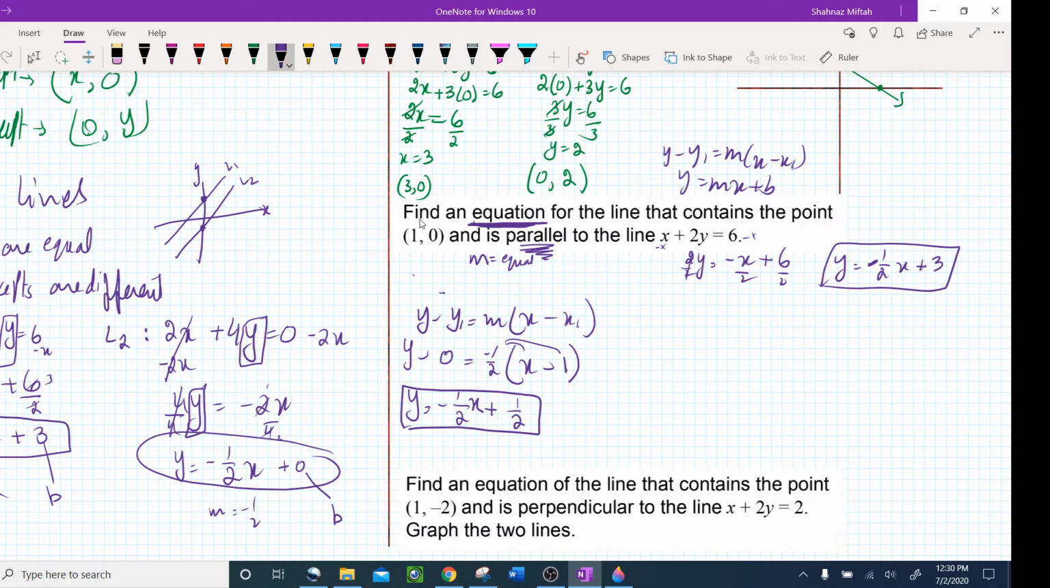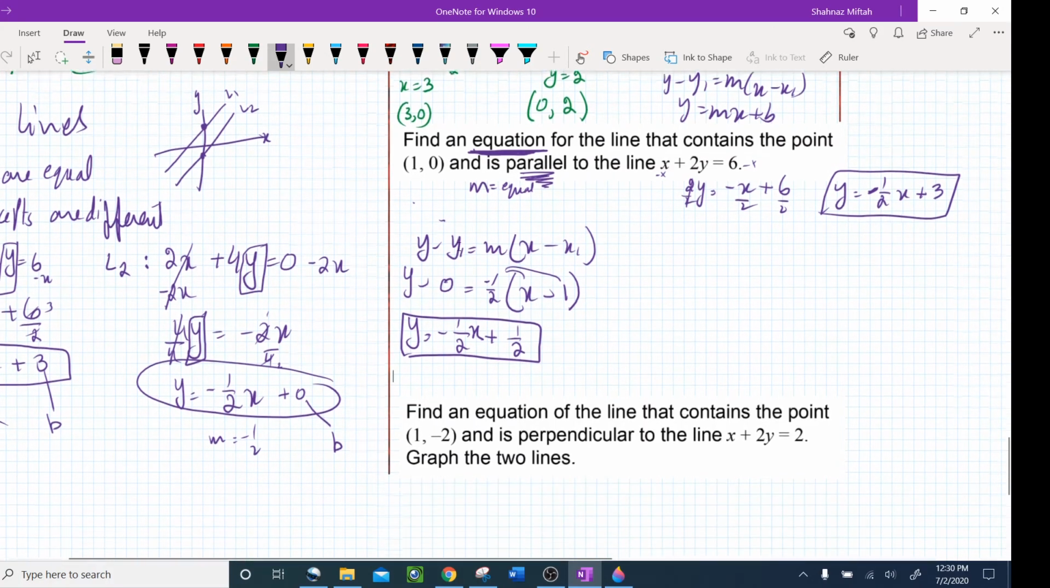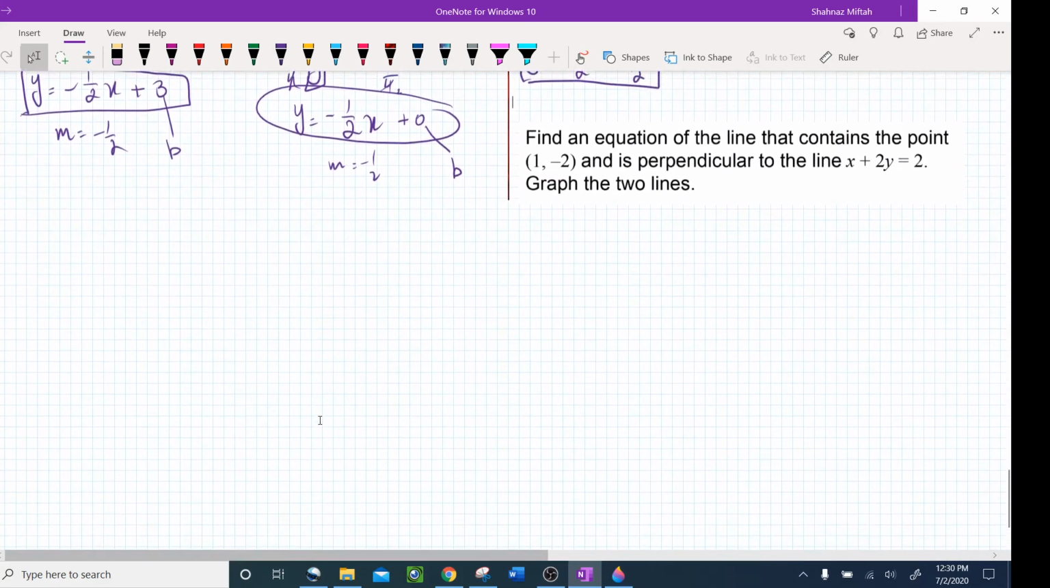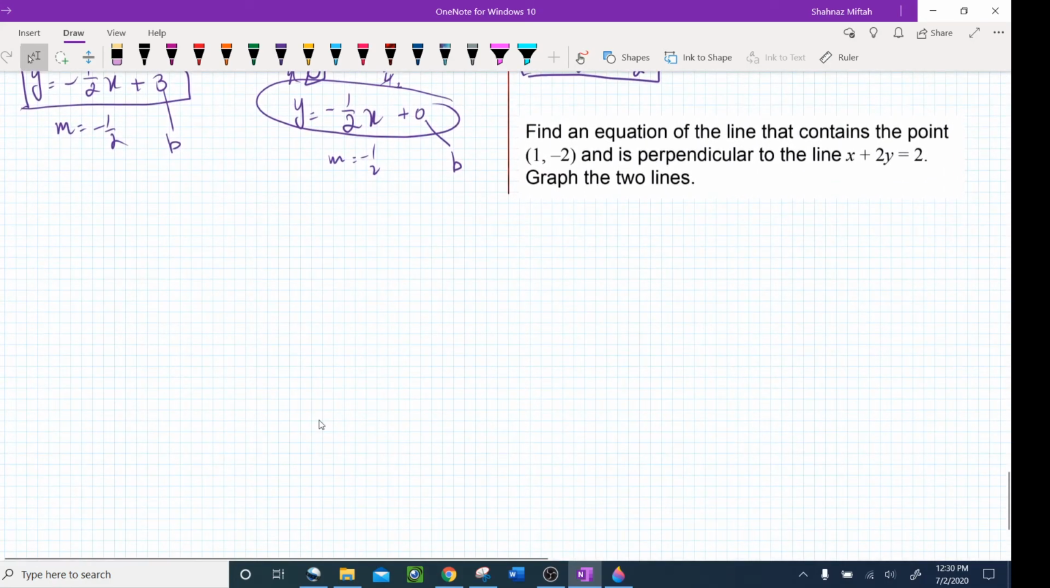Okay, so let's talk about perpendicular lines now. Perpendicular lines, when two lines intersect, okay, perpendicular lines.